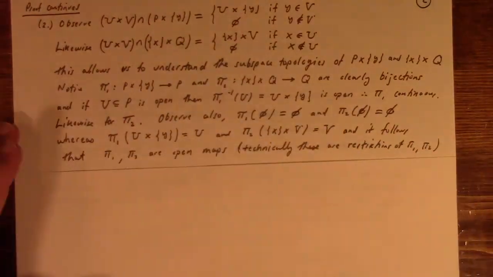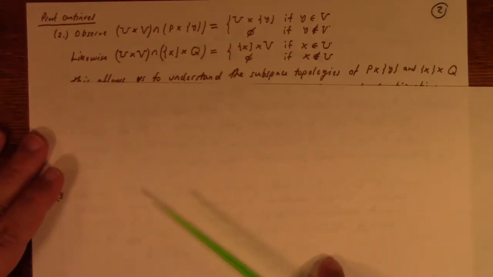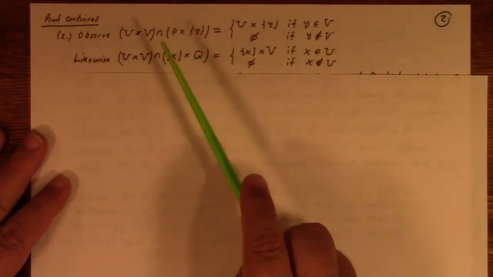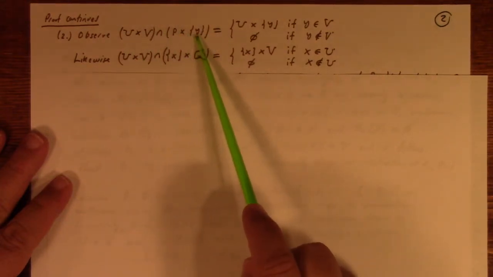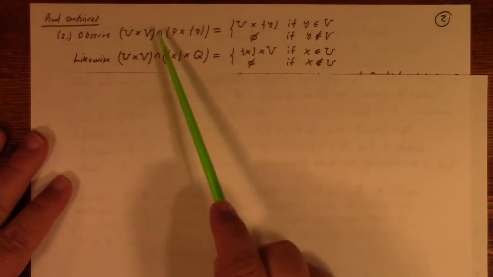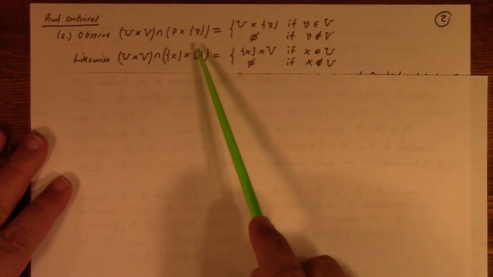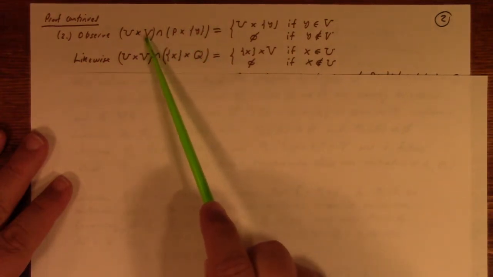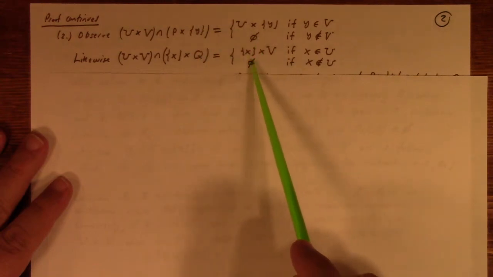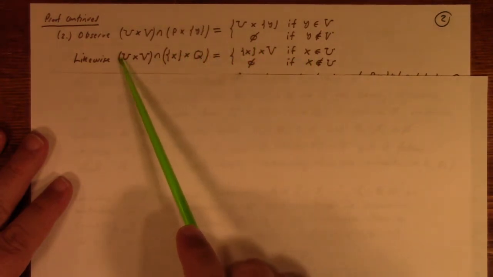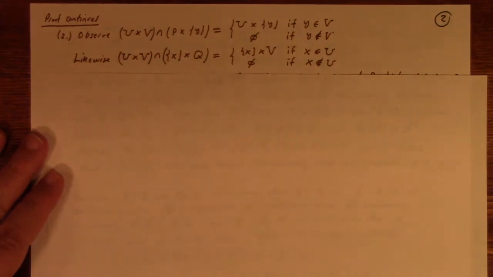Two, if we observe that, if we take U cross V intersect with the P Cartesian product with a singleton Y, if you think about how that works, U is a subset of P, so U intersect P is just U again. Likewise down here, V intersect Q is just V again. So really the only question is, is Y an element of V? If Y is an element of V, then you're just left with Y. But if Y is not an element of V, then this intersection is empty. And likewise down here, either X is in U, in which case the intersection of U and X is just the singleton X, and otherwise it is the empty set, and that means the whole thing is the empty set.